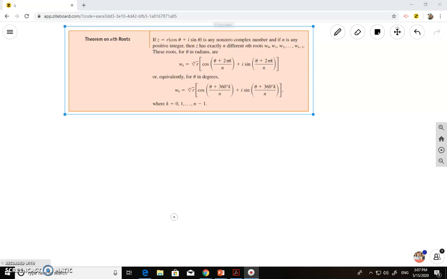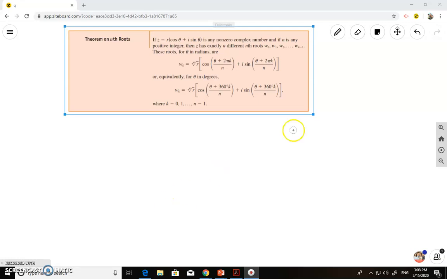The nth root of r times cosine of (theta plus 2 pi k) over n, plus i sine of (theta plus 2 pi k) over n. Here 2 pi is equal to 360 degrees, times the value of k, all over n. Or in an equivalent form, we have thetas in degrees. So you can have it in degree form or in radian form.